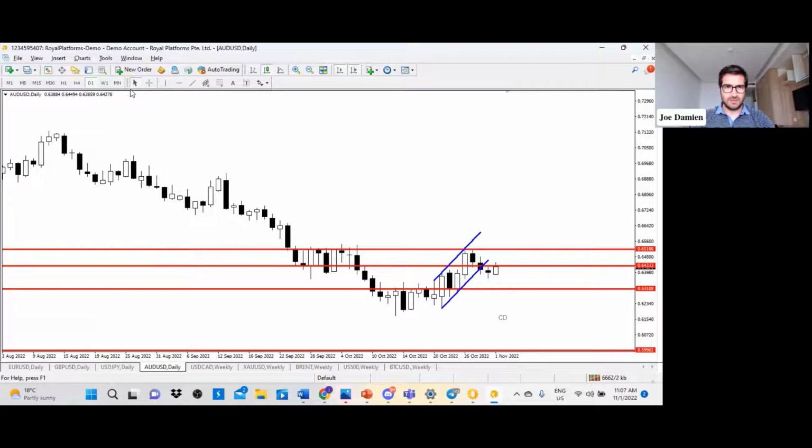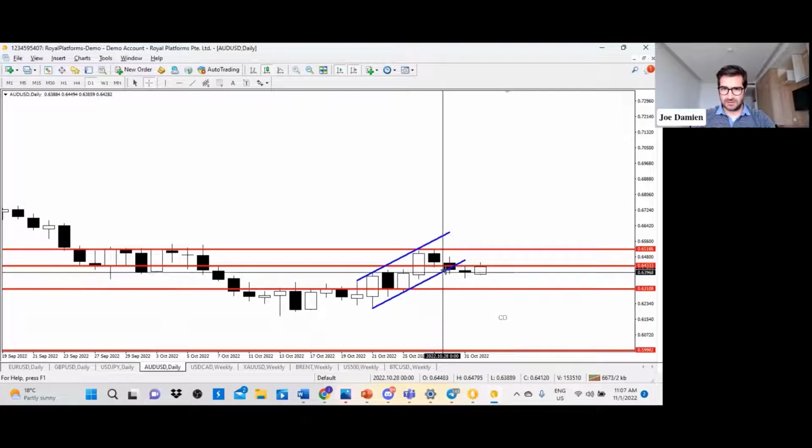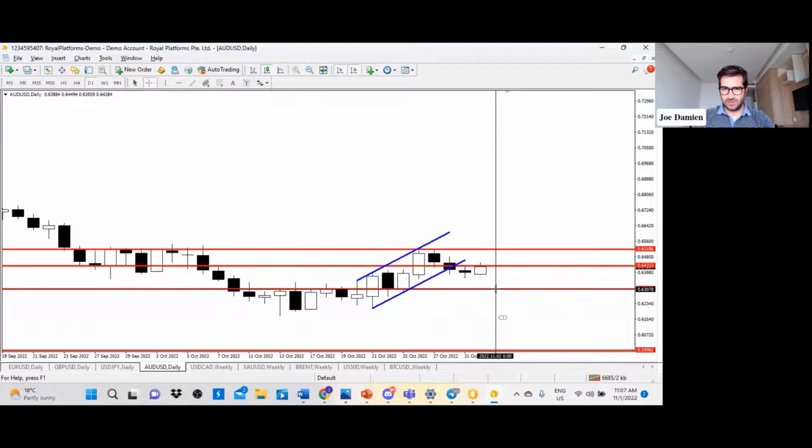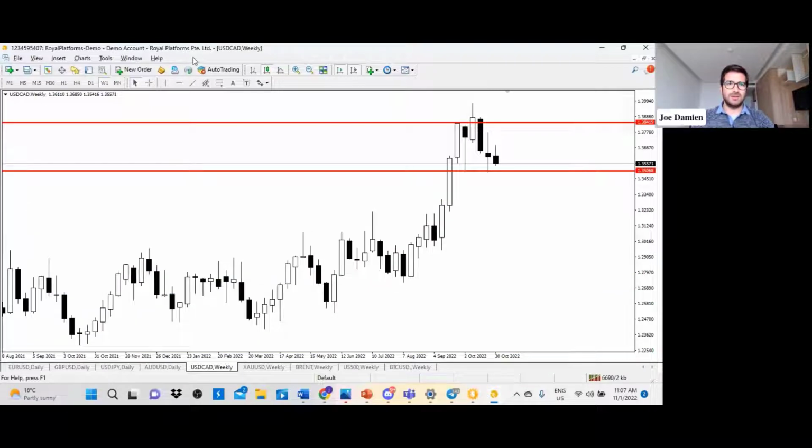You can see what it's doing is testing this resistance here, which is 64.33. So we have a breakout to the downside, testing this area here, and then what I see is a move to the downside to test the 63.10, which is this one here. So we are bearish on Euro USD.